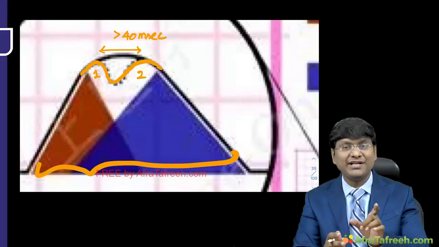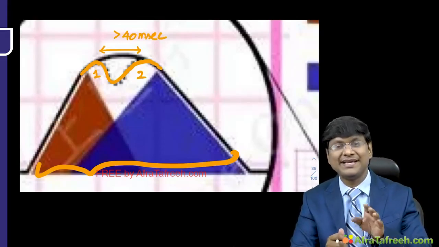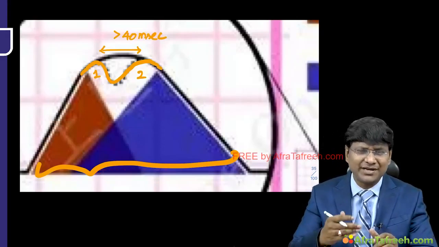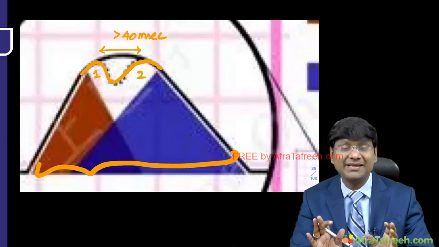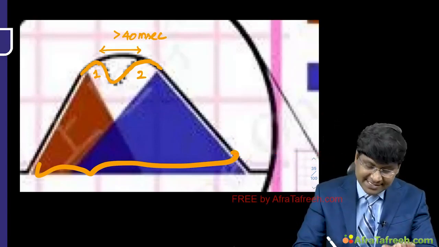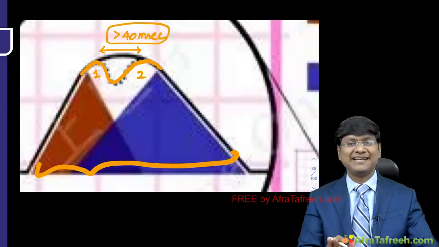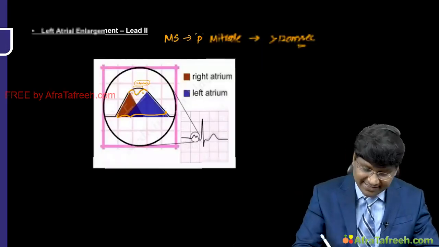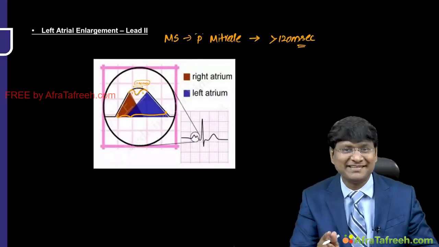That means it should be more than one small box. Not in the normal scenario, only in case of left atrial hypertrophy. In a normal scenario, you don't come across this P mitral at all. But in case of left atrial hypertrophy, the duration between the two peaks should be more than 40 milliseconds. So that is another important criterion to call it the P mitral.